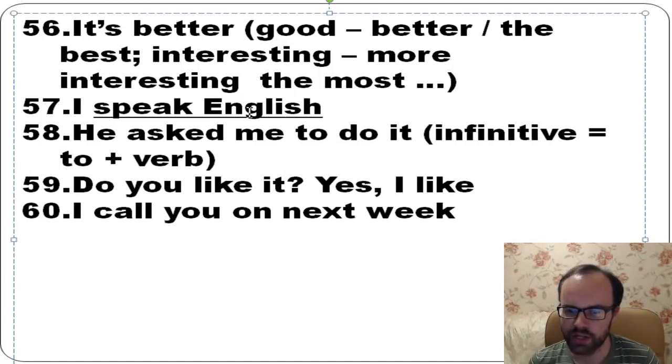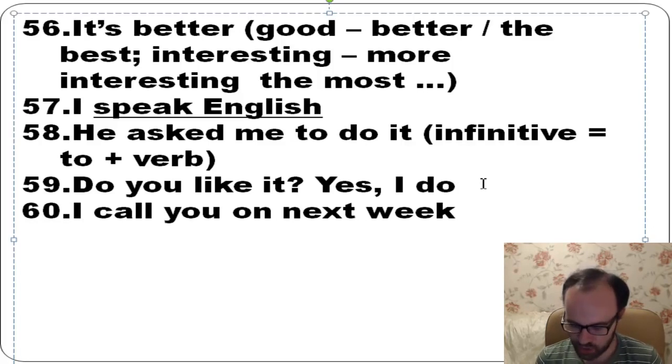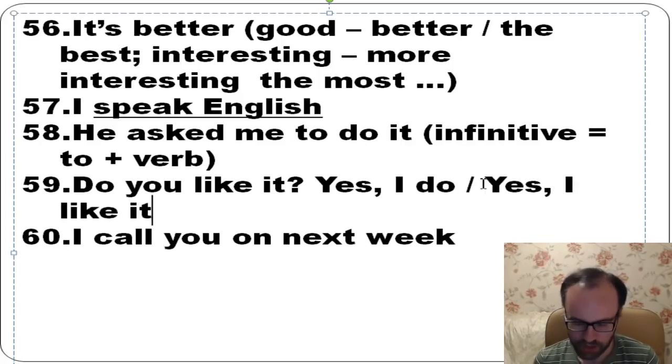Do you like it? Yes, I like. If someone asks you, do you like it, you can say, yes, I do. It's a short answer. Or you can say, yes, I like it. But we say it: yes, I like it. Don't forget it.